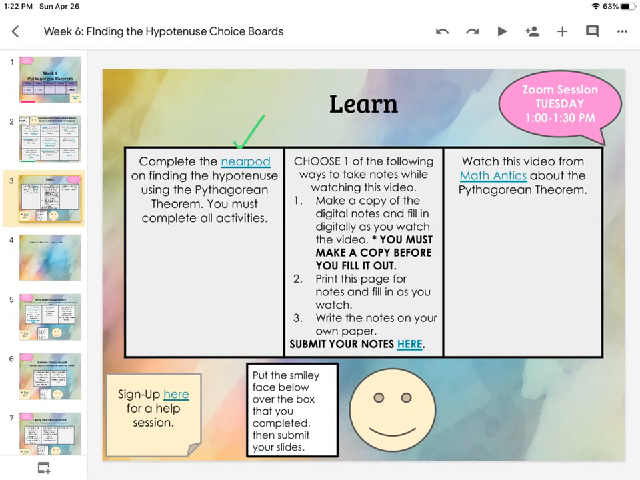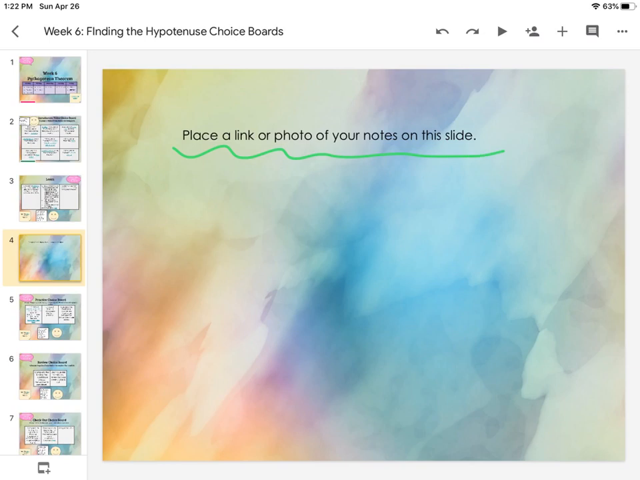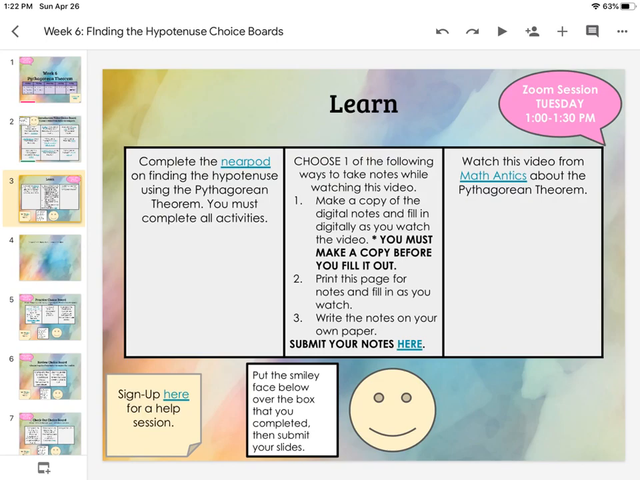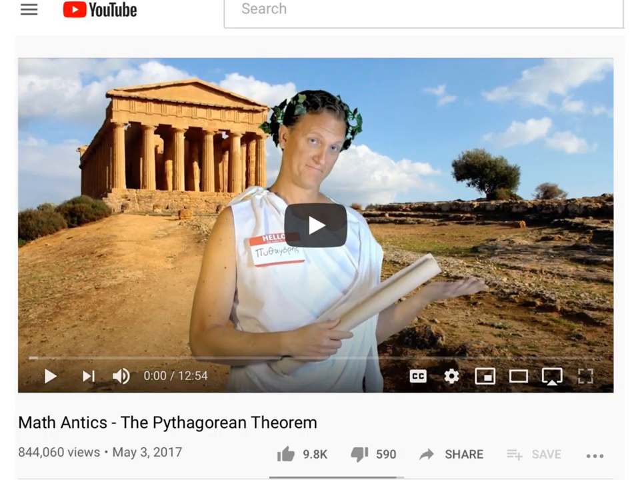Okay, so if you want to do the Nearpod, go ahead and do that, or you're going to take notes. You're going to watch her video and take notes and submit them, or watch the Math Antics video. So when you take your notes, she wants a photo of your notes or a link on this slide right here. If you choose the Math Antics, that's a pretty good video too. It's just over 12 minutes. Okay, so it's this guy here, and he's going to tell you about Pythagorean's theorem. So that's a good one to do too. So it's your choice of those three for the Learn It.